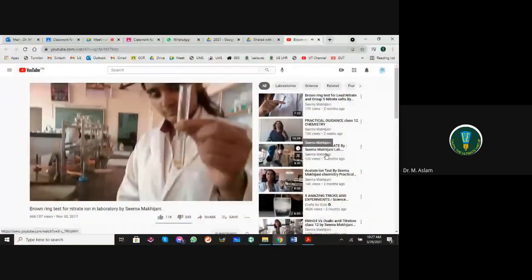Slowly make the test tube a little straight, and now observe there is a ring below. The ring is away from the bottom of the test tube only if the acid content is higher. And she's added around 1 ml of the acid, so the ring is just about 1 ml above the bottom of the test tube. This is how you perform the brown ring test, which is the final confirmatory test for nitrate. I hope we've clarified the testing of nitrate in the lab. Fine? We end the class now.